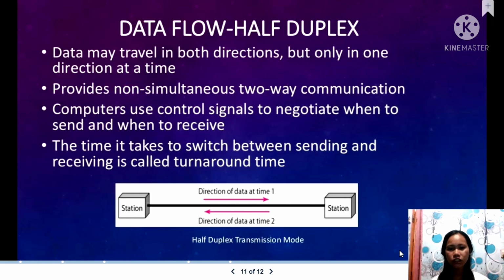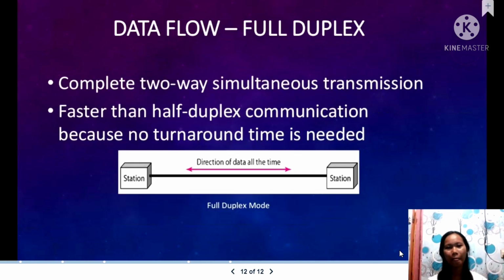So this is the station between. This is both stations, with direction of data one at a time. So this is an example of half duplex transmission mode.